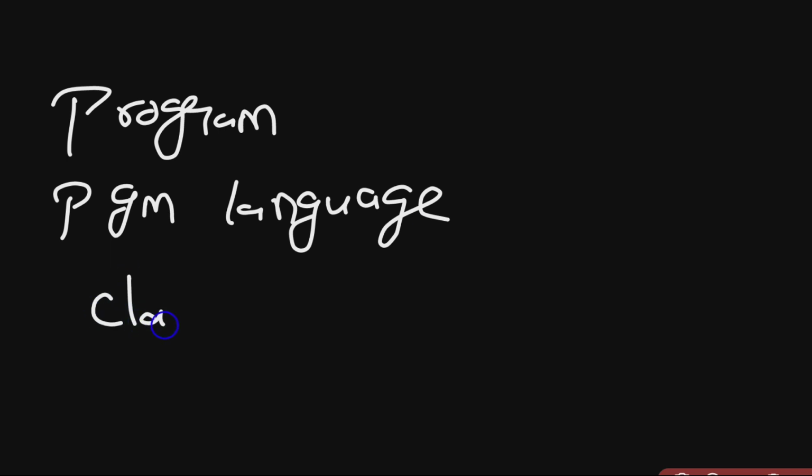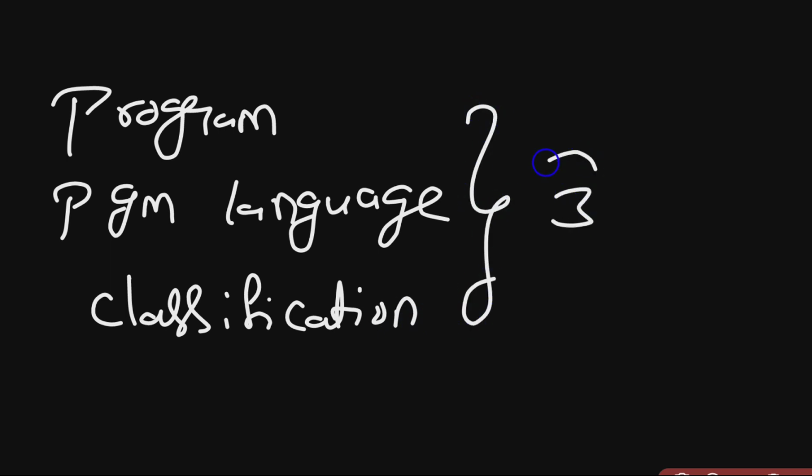That is, what do you mean by program? Second one is what do you mean by programming language? And the third concept is classifications of programming language, that is main classifications of programming language. So we are going to see these three concepts in this video. So let's understand first concept, that is what is a program.